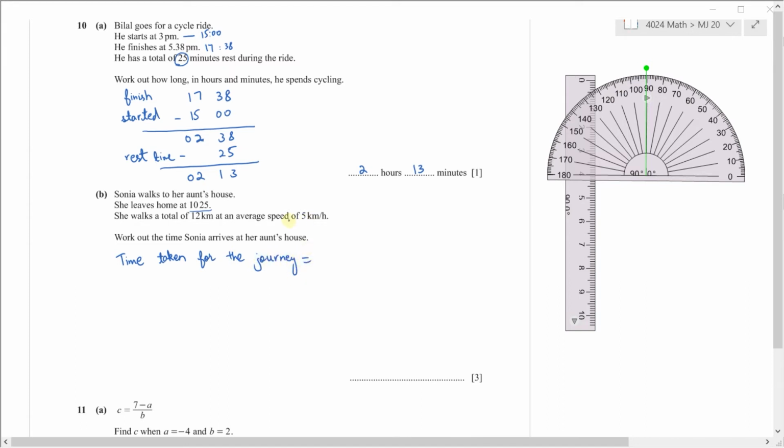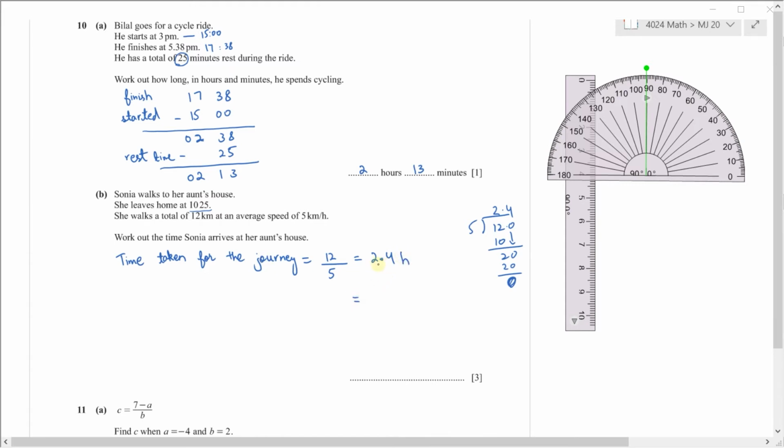So this will be the distance, which is 12 kilometers, divided by the speed, which is 5. So this will be 5 2s are 10. So if I do the division here, I will have to add a decimal here, 0, bring it down, 5 4s are 20. So your remainder is 0. So the time taken for the journey is 2.4 hours.